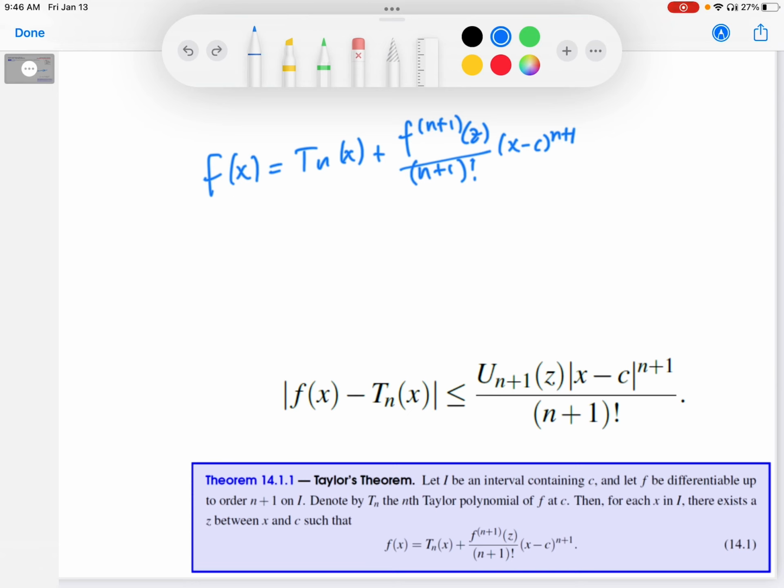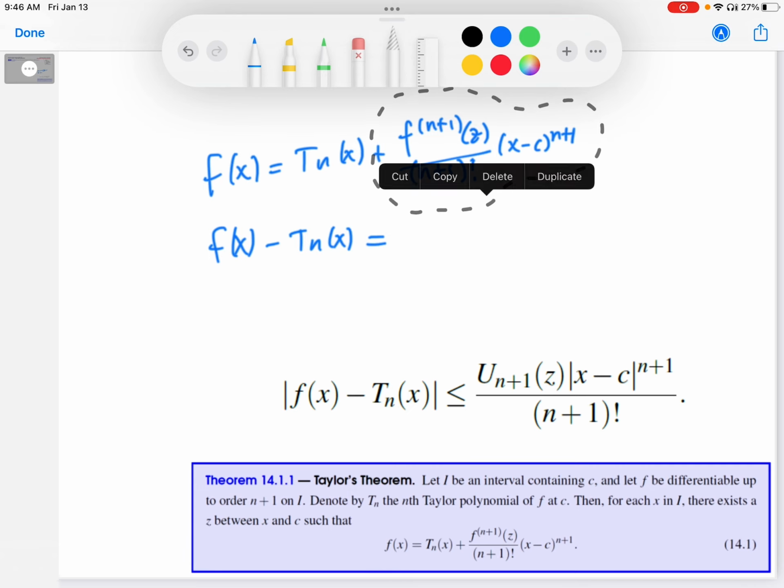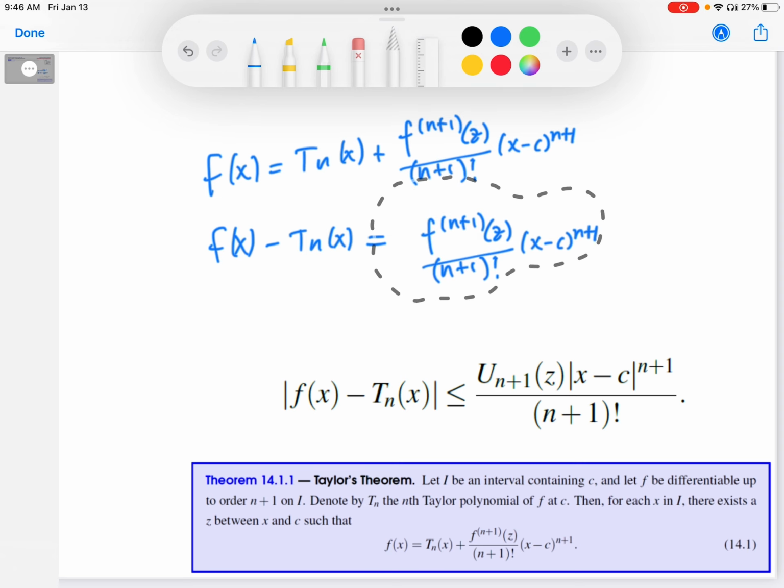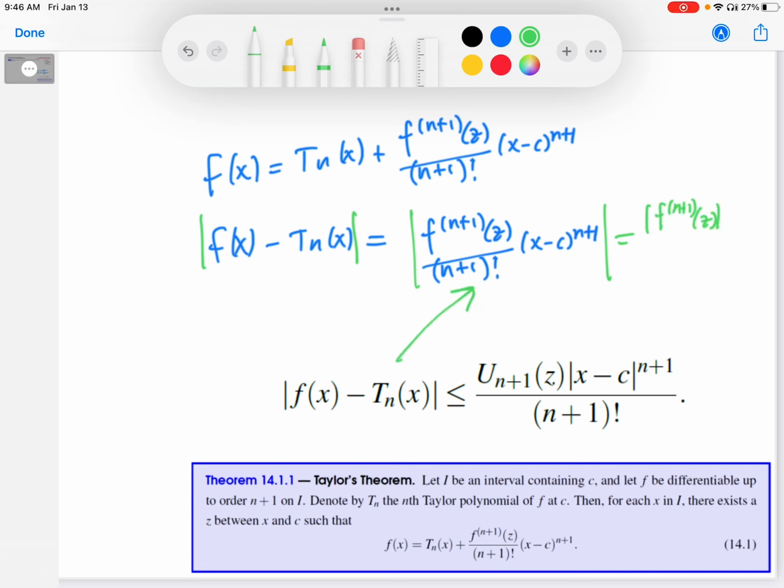Now let's do some algebra here. Let me subtract T sub n of x from both sides. That gets me here. See if I can just duplicate that, save ourselves some time. Duplicate, great. And then now I'm going to take the absolute value of both sides. Absolute value here, absolute value there. This turns into the absolute value of the n plus 1 derivative evaluated at z, over n plus 1 factorial. n here is always a whole number, so that's just never negative. And then over here we have the absolute value of x minus c to the n plus 1. This thing over here is what we're going to work on in a minute.